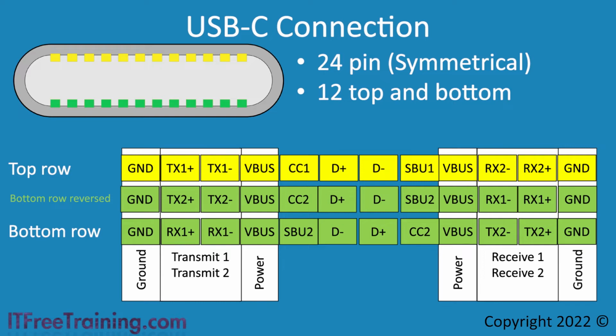Following this are the configuration pins. These pins are very important. They first detect when the cable is plugged in. Next, they determine which way the cable is plugged in. It is important to know this information as it determines if the lanes need to be flipped or not.